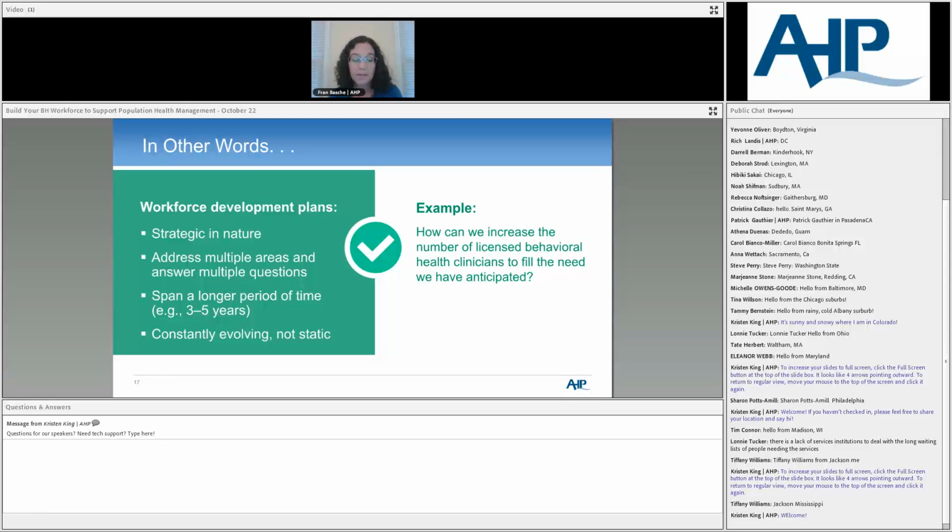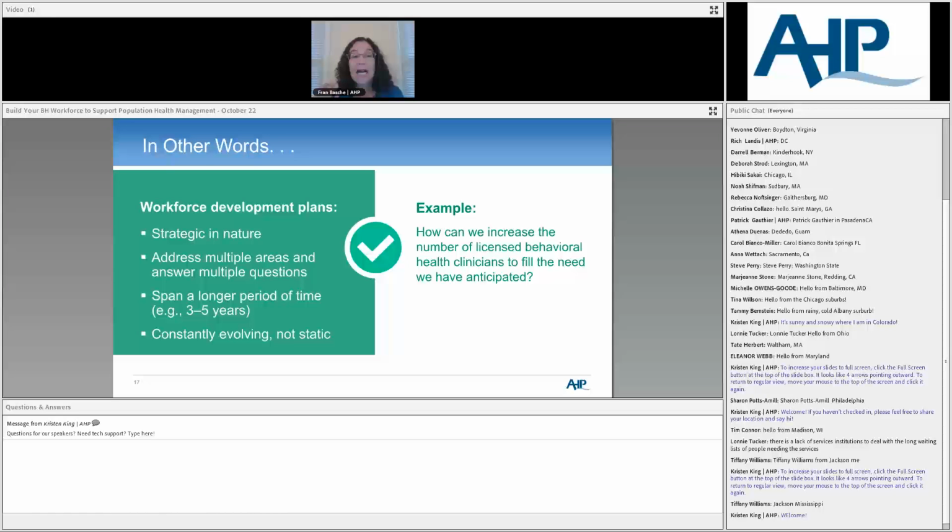In other words, a workforce development plan is strategic, addresses multiple areas, spans a 3 to 5 year period, and is constantly evolving, not static. I am sure all of you are changing your workforce development plans lately because we have had so much change.